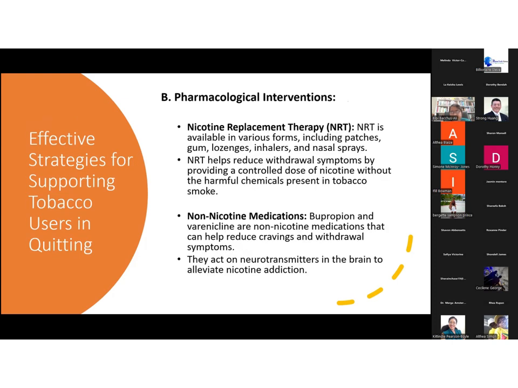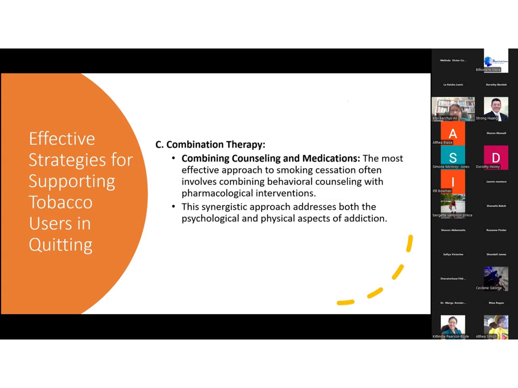There is also pharmacologic intervention, where you can use nicotine replacement therapy, NRT. These are available in various forms. You have them in nasal spray, inhalers, patches, etc. NRT helps reduce withdrawal symptoms by providing a controlled dose of nicotine without the harmful chemicals that are found in tobacco smoke. And if NRT fails, you also have bupropion and varenicline. These medications help reduce cravings and withdrawal symptoms. They act on a neurotransmitter in the brain and help to alleviate nicotine addiction. And you can also do combination therapy, where you combine both counseling and pharmacotherapy.